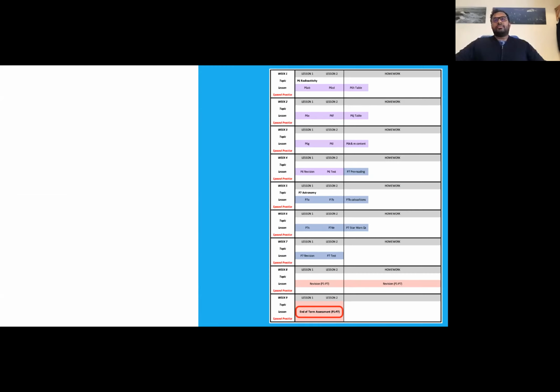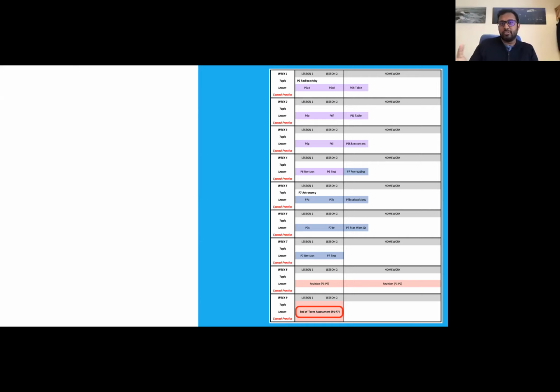So this is what a normal medium-term plan might look like. This is what I taught from January until just before lockdown, say mid-March. And there were 9 weeks. You can see right at the top, I started with radioactivity, and I taught that for weeks 1, 2, 3, and 4. And then I moved on to astronomy.